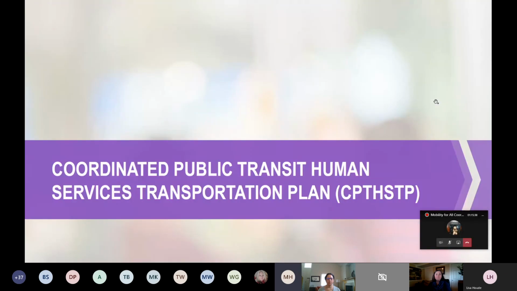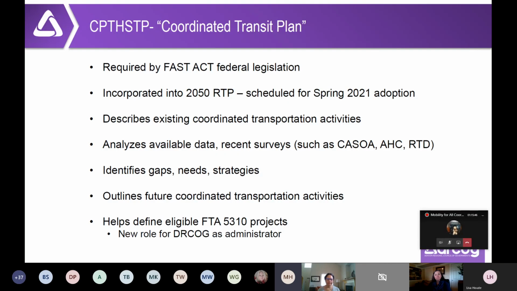Next slide. And so I'll go into a little bit more detail on the coordinated public transportation, human service transportation plan, and that's the last time I'm going to refer to it as that, or the CPTHSTP, which is one of the worst acronyms I've ever seen in my life, but we're just going to call it the Coordinated Transit Plan. So it's required by the FAST Act, which is the current surface transportation legislation at the federal level. It's incorporated into the 2050 RTP.